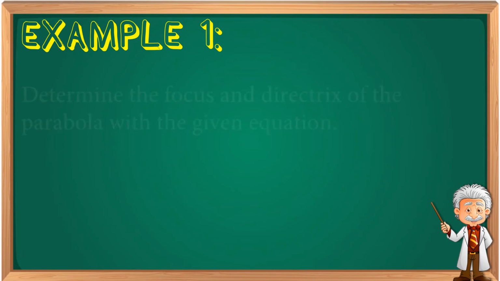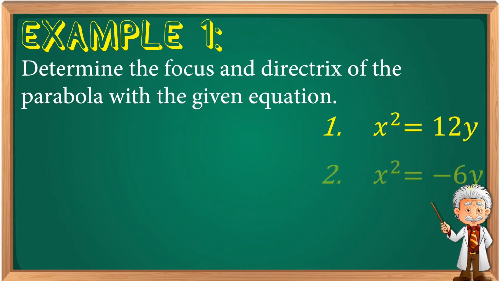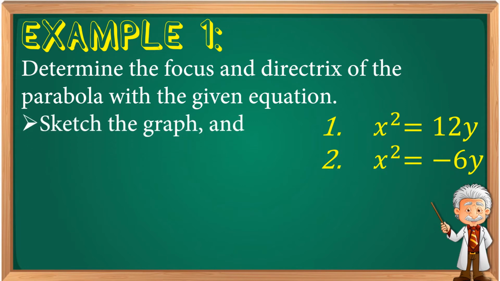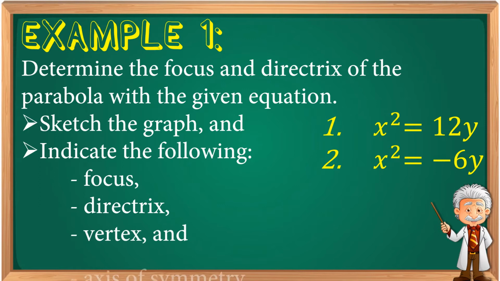Now let's have example 1. Determine the focus and directrix of the parabola with the given equation. Number 1, x squared is equal to 12y. Number 2, x squared is equal to negative 6y. Sketch the graph and indicate the following: the focus, the directrix, the vertex, and the axis of symmetry.